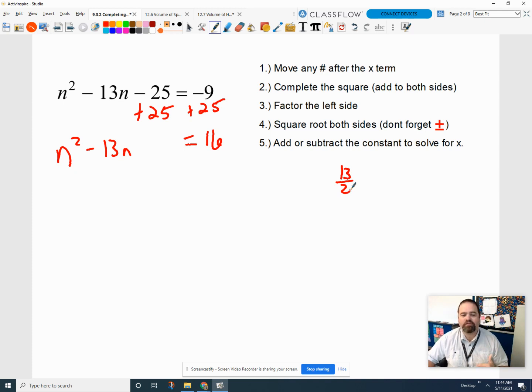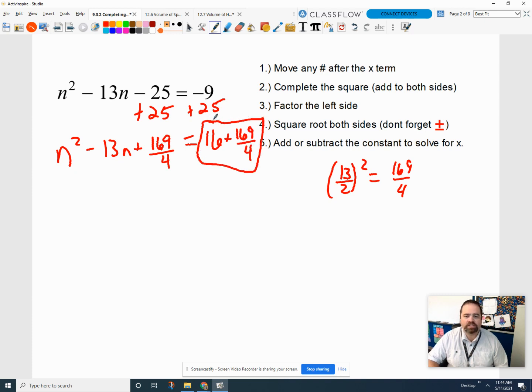So when I take half of 13, that's 13 over 2. And when I square 13 over 2, that's 169 over 4. So I'm going to fill in this gap with 169 over 4. You're probably thinking that's nasty. Same thing over here, 169 over 4. We'll talk about adding these together in just a second.